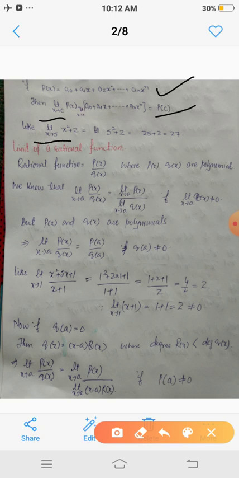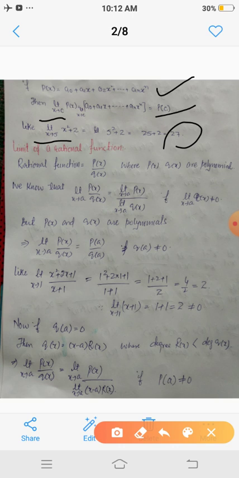Like if we consider x squared plus 2, it is a polynomial, and we are asked to find the limit as x tends to 5, which implies that we have to replace this x by simply 5, that is 5 squared plus 2, which is 27. So 27 is the limit of this polynomial at x equals 5.